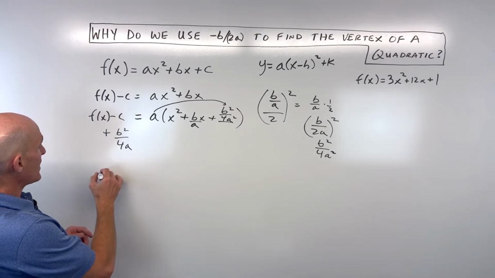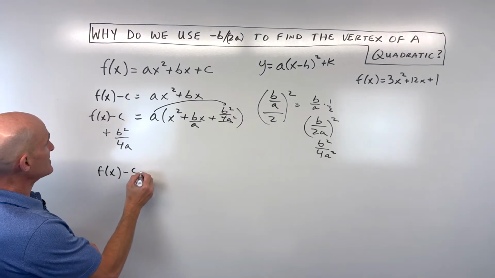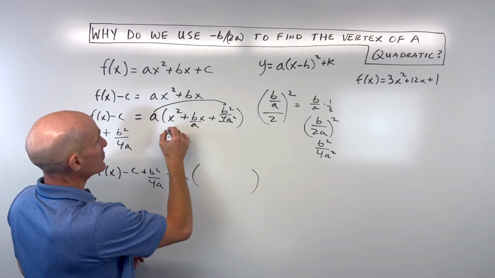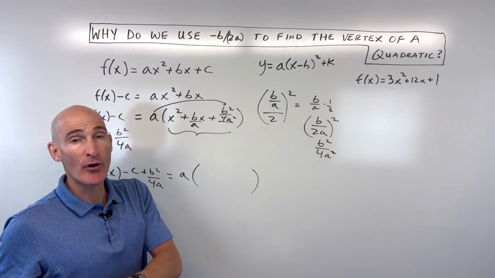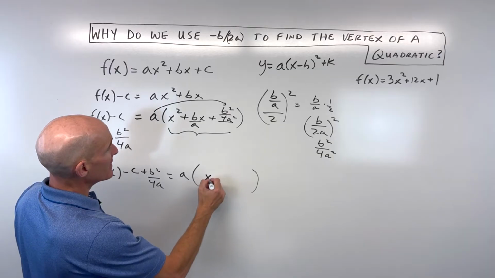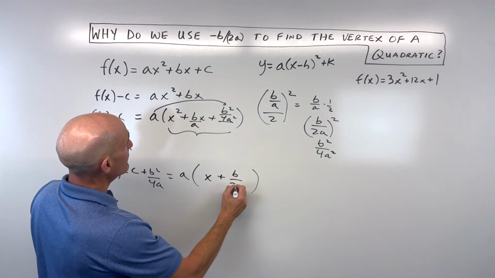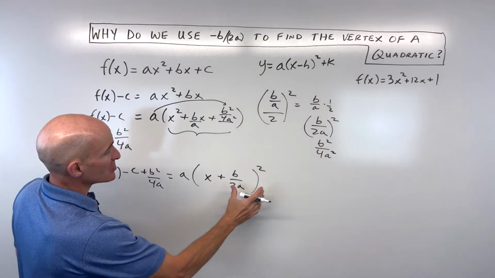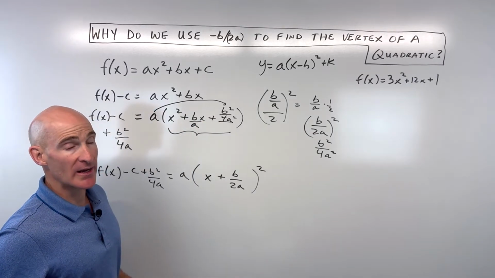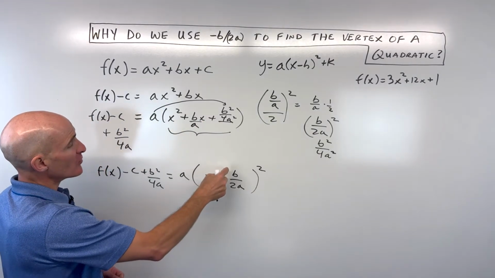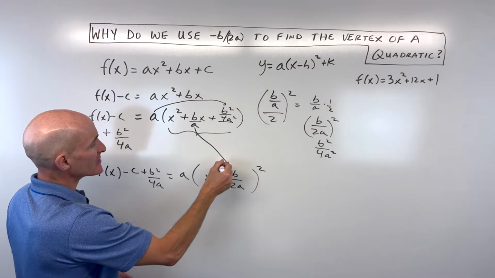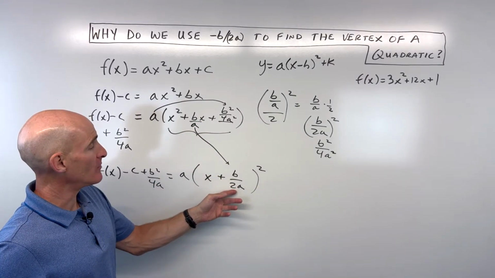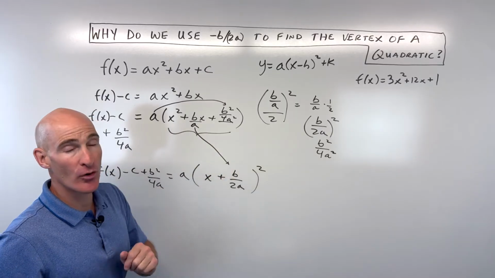So now we have f of x minus c plus b squared over 4a is equal to a times, and now I'm going to factor this. We've already set it up as a perfect square trinomial. When you factor it, it's going to factor to x plus b over 2a, the quantity squared. You can verify that by writing this twice and foiling, and you'll get back this original quantity here. When I complete the square, you can remember that this term here is always going to be half of this middle coefficient. If this was minus b over a x, this would be minus b over 2a. So it's always half of this middle coefficient.